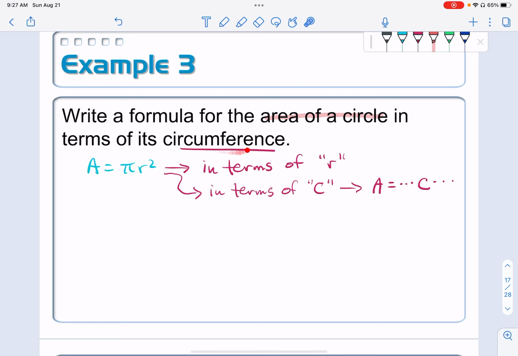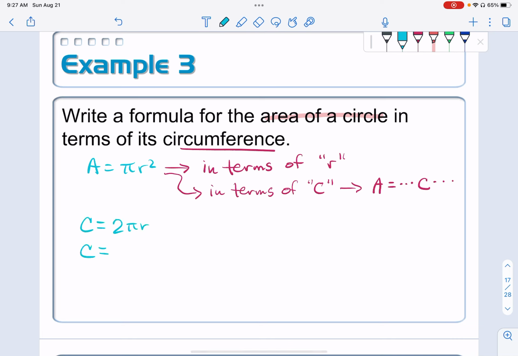It is now going to be the independent variable that we would use in order to solve for the area of the circle. So how do I do that? Well, I need to replace or substitute something in the place of this r so I can get rid of it. So I need another equation that involves circumference and r. And that formula is c is equal to 2 pi r.